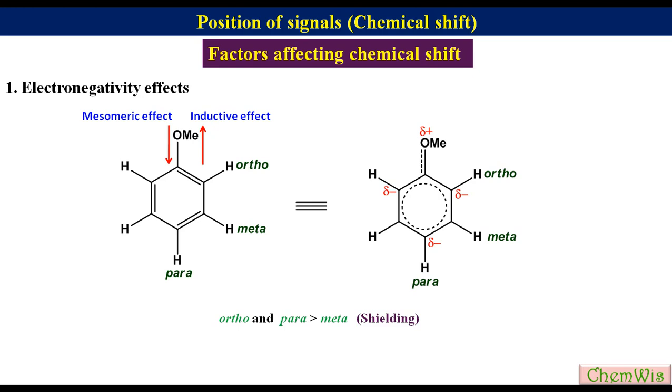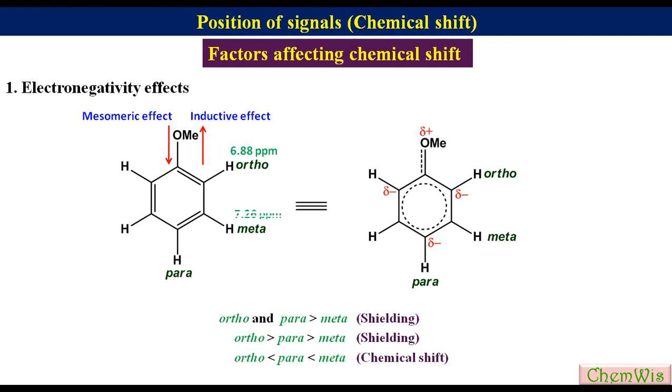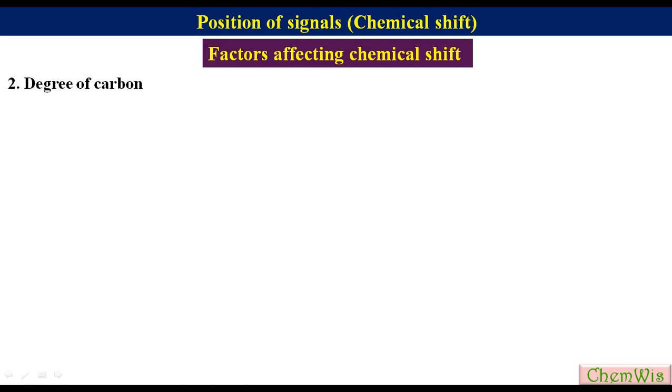So, overall shielding order will be ortho, then para, and then meta. Thus, the chemical shift will be lowest for ortho. Para will have higher chemical shift than ortho, and meta will have highest chemical shift. The observed chemical shift values for ortho, meta, and para are 6.88, 7.25, and 6.92 ppm. The second factor that affects the chemical shift is degree of carbon.